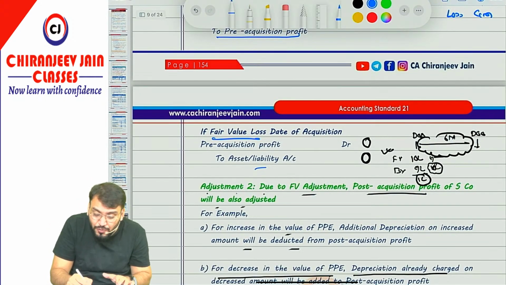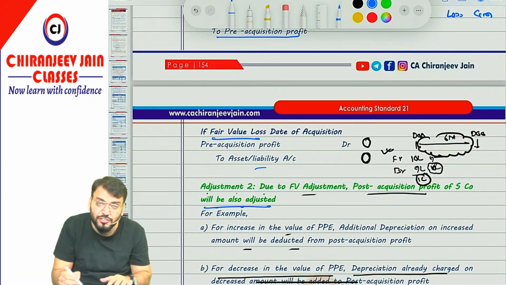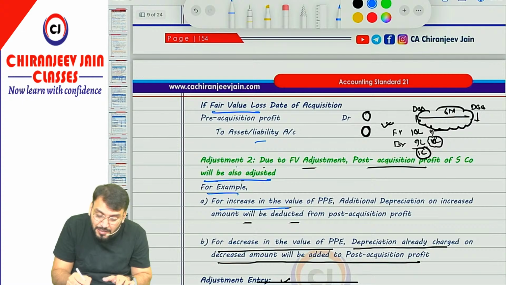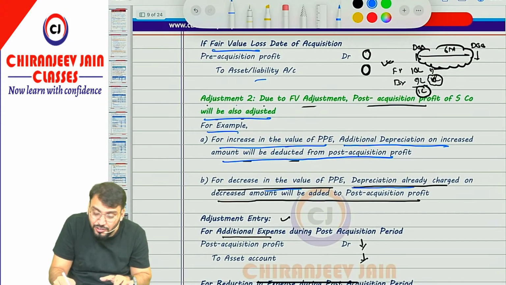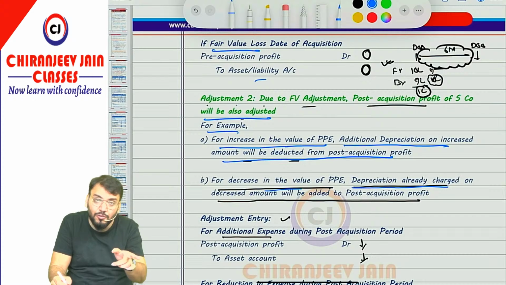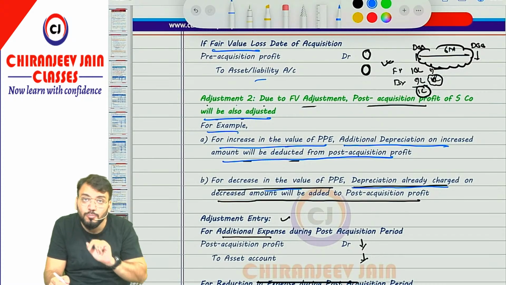Adjustment number 2, due to fair value adjustment, the post-acquisition profit of the subsidiary company will also be adjusted. For example, for an increase in the value of PP, additional depreciation on the increased amount will be deducted from post-acquisition profit. For a decrease in the fair value of PP, depreciation already charged on the decreased amount will be added back to post-acquisition profit.